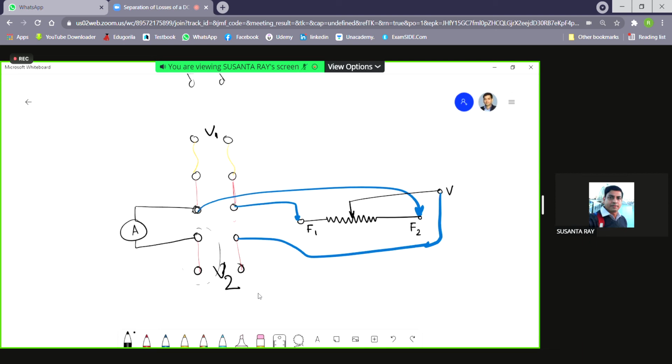Now he will connect this V2 to the field winding. So we should write F1, F2 here, not there, because these are the rheostat terminals F1, F2 and RV. This is the rheostat. So this is called the potential divider mode.